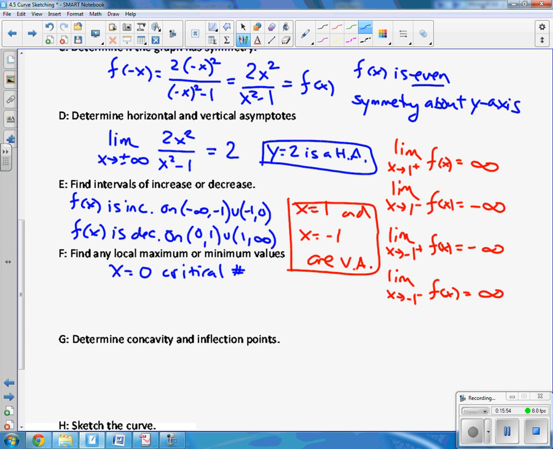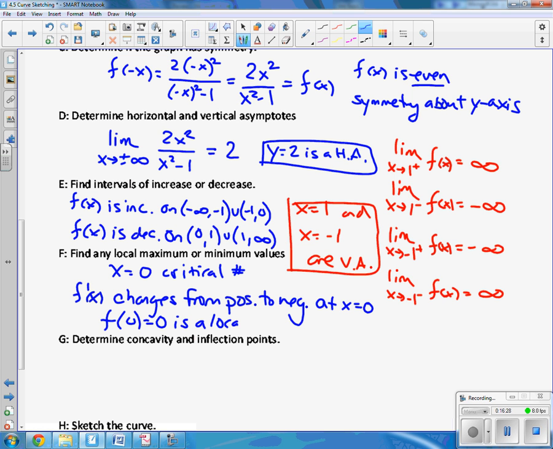And when I look at that value, I have to check what's happening to the function. So I'm going to go back up to e, because I'm going to see where it's increasing and decreasing. So f prime of x is going from positive to negative. So it changes from positive to negative at x equals 0. So this means that f of 0 equals 0 is a local max, since it's going from positive to negative.